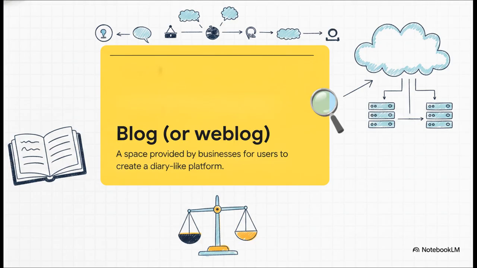Right alongside personal sites, another vital communication method on the web is the blog, or weblog. Basically, a blog is a space provided by businesses and organizations that allows users to set up accounts and create this diary-like platform for posting content. The corporation provides the hosting infrastructure, and the user provides the diary-like postings. It's a fascinating blend of corporate framework housing deeply personal, subjective content.